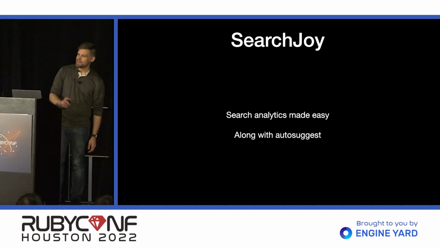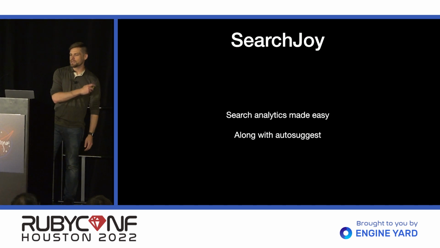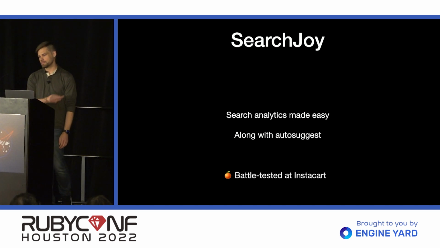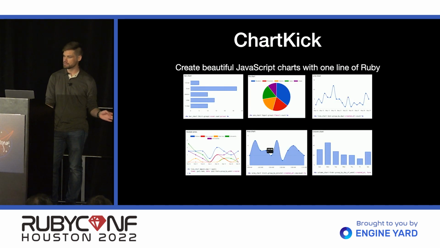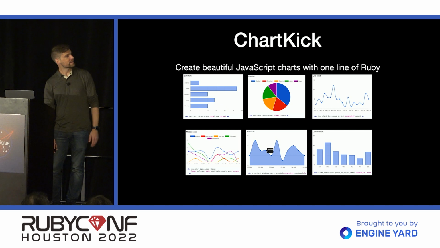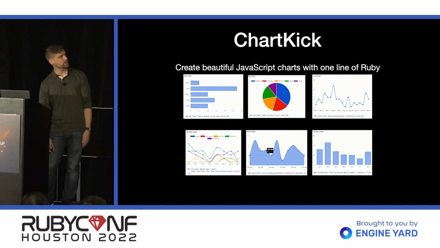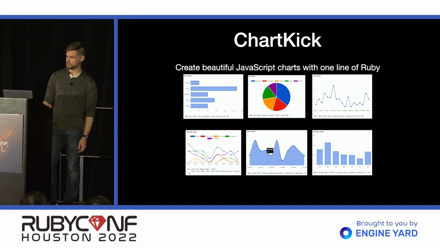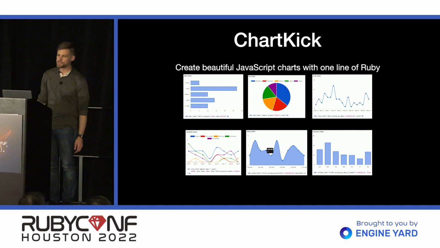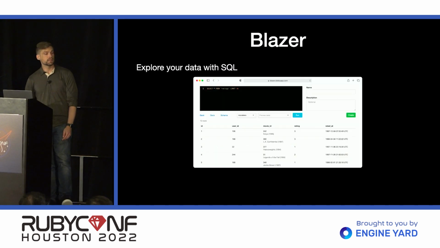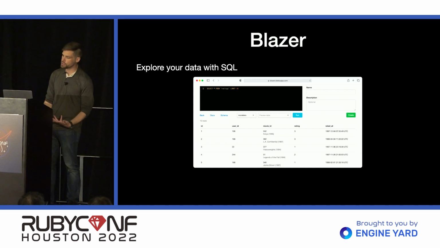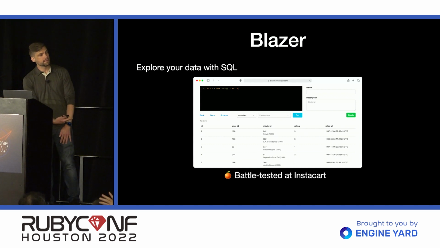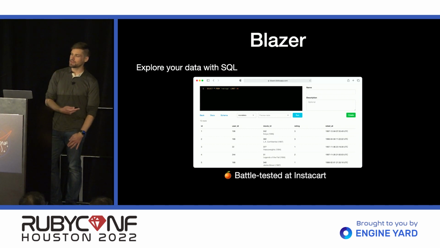There's also Searchjoy for analytics for your Elasticsearch, Mailkick, and Chartkick. Lots of the kicks, all of the kicks. Very popular for just Ruby one-liners that will give you nice JavaScript charts that you can have little popovers for. It also works with Blazer, which allows you to explore your SQL data, write some SQL queries, and generate reports and charts. Battle tested at Instacart, but I also found out that Shopify uses Blazer quite a bit.